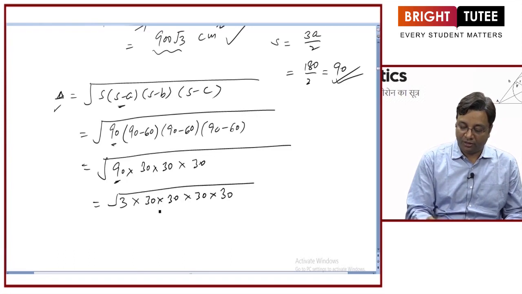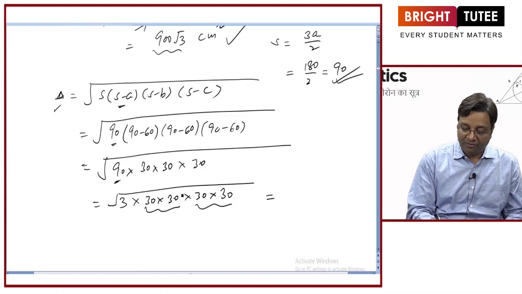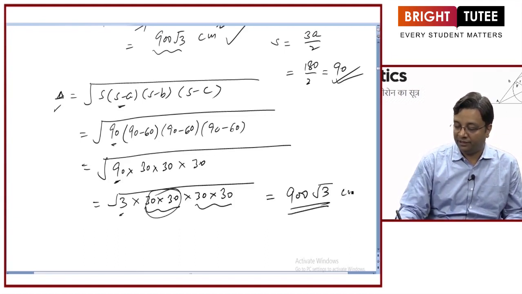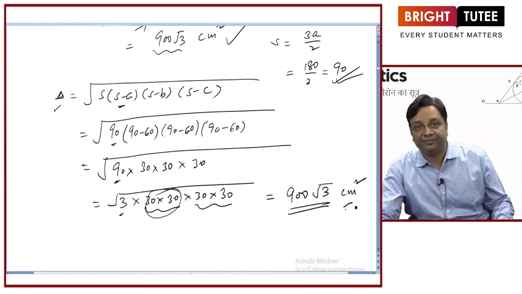Now, if you take the square root, one pair of 30 will come outside. So, 30 into 30, 900, will come outside, and this 3 will remain inside. So, this is 900 root 3 centimeter square.